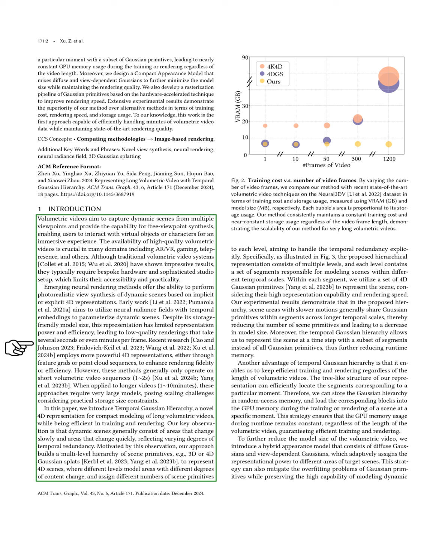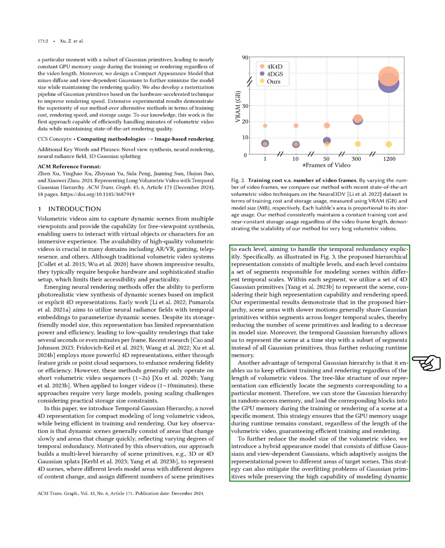To address these issues, we introduce the Temporal Gaussian Hierarchy, a new four-dimensional representation designed for efficiently modeling long volumetric videos. Our key insight is that dynamic scenes often contain areas that change slowly and areas that change quickly, allowing us to exploit this temporal redundancy. Our approach creates a multi-level hierarchy of scene elements, such as three-dimensional or four-dimensional Gaussian splats, to represent these scenes. Each level of the hierarchy corresponds to different rates of content change, allowing us to manage the number of scene elements effectively. We demonstrate that in our hierarchical model, areas with slower motion can share Gaussian elements across longer time frames, reducing the overall number of elements and the model size.